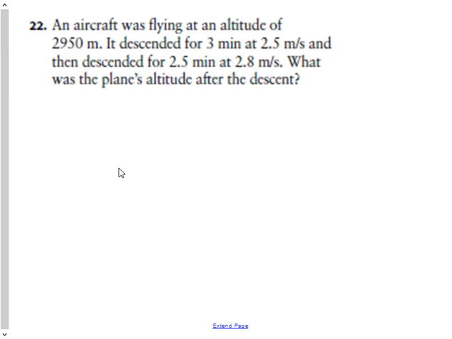Okay, this is section 2.2 on rational numbers, question 22. It says an aircraft was flying at an altitude of 2,950 meters. It descended for 3 minutes at 2.5 meters a second, and then descended for 2.5 minutes at 2.8 meters per second. What is the plane's altitude after the descent?